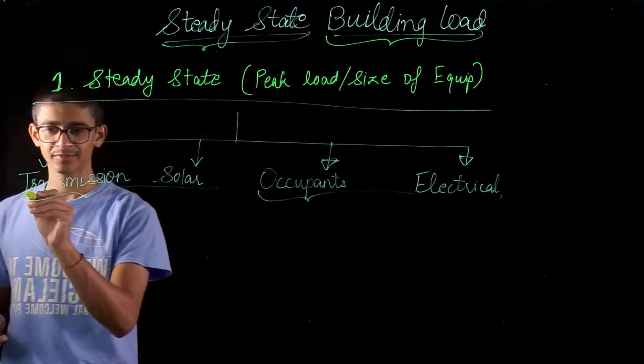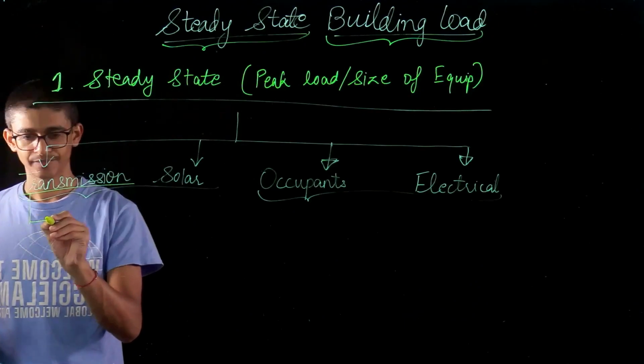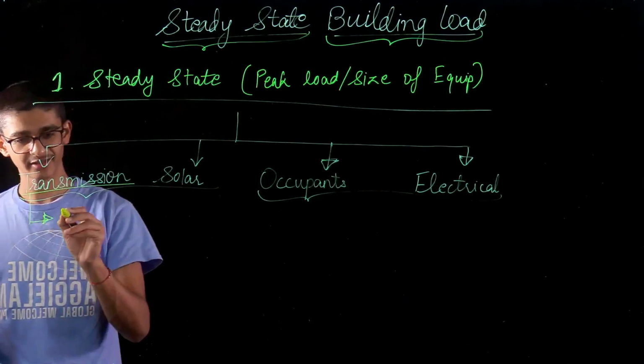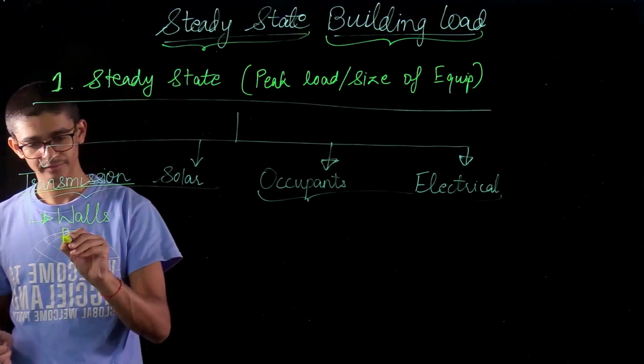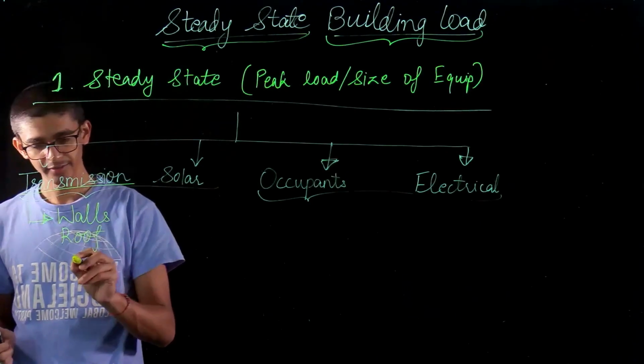So inside the transmission load, what's included, or what does this mean? It's the transmission through walls, roof, and floor.